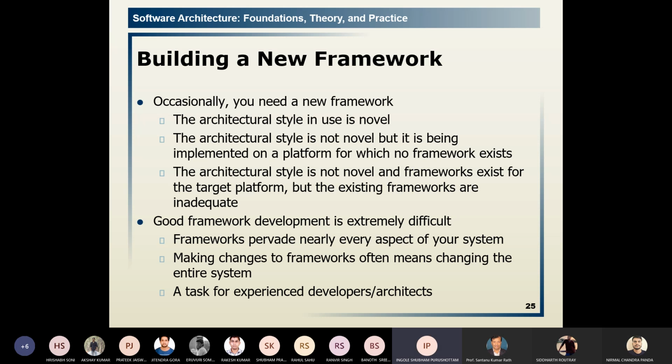Good framework development is extremely difficult. Developing a new framework is difficult. Frameworks pervade nearly every aspect of your system. Making changes to frameworks often means changing the entire system. If you are making changes to the framework, it implies that we are changing the system itself. It's a task for experienced developers and architects.